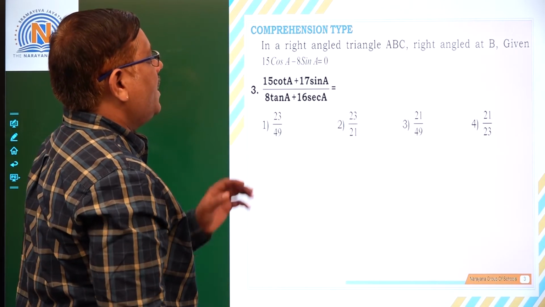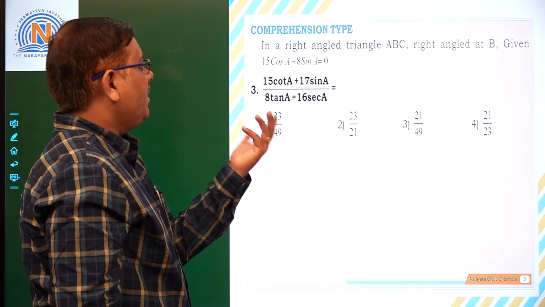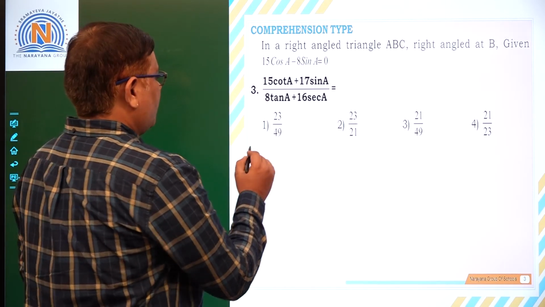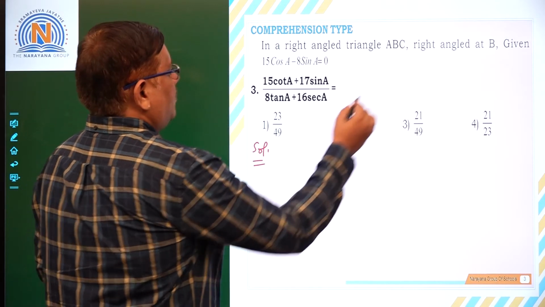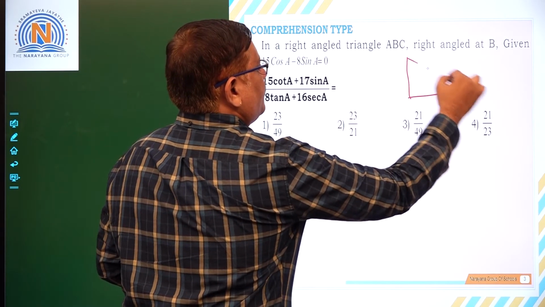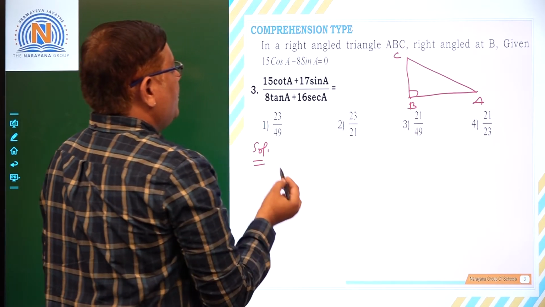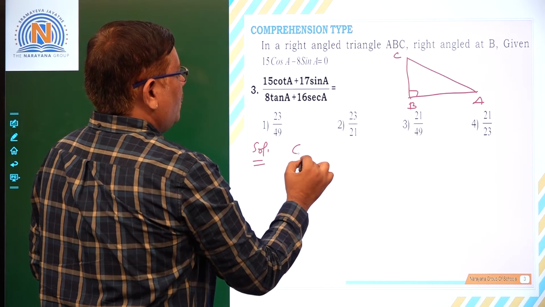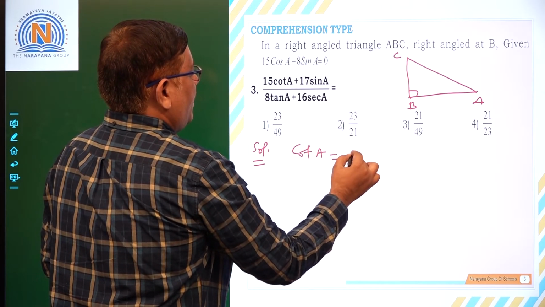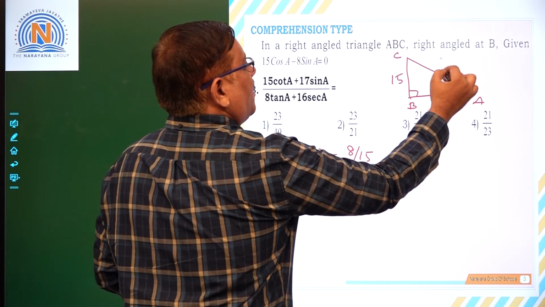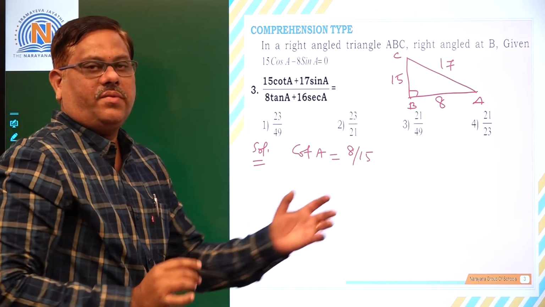In a right triangle ABC, right angle at B, given 15 cos A minus 8 sin A is 0. Same question of course. Already we have seen it. At B we have right angle. This is A and this is C. As per this, we have cot A as 8 by 15. So this is 8 units, 15 units, and of course this is 17 units. That is what we have.